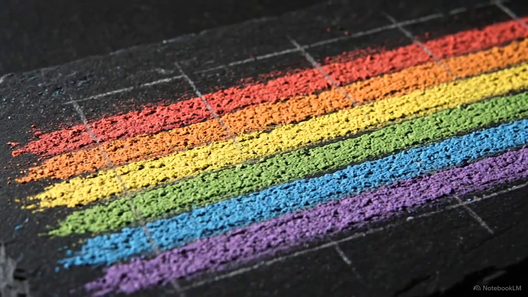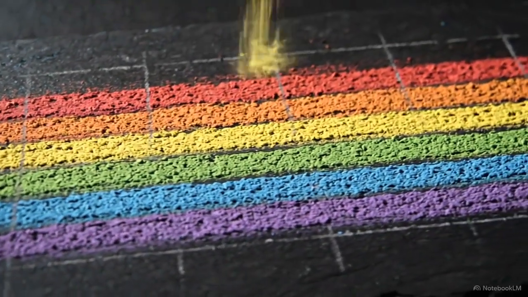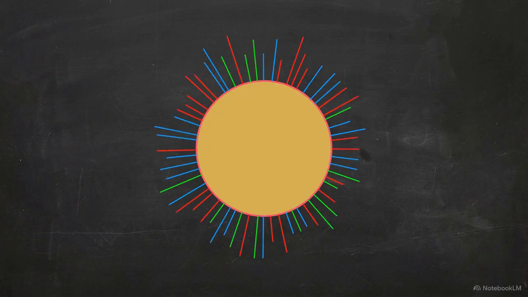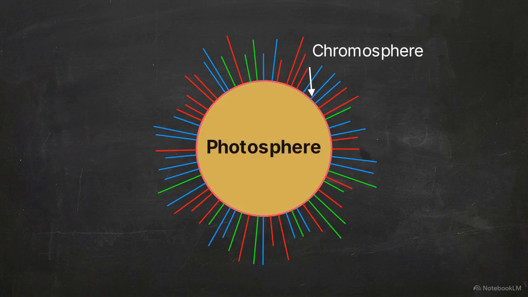The precise moment of second contact occurs the exact millisecond the continuous spectrum of the photosphere completely vanishes from the sensor. What remains for a few fleeting frames is the flash spectrum. The flash spectrum consists of discrete emission lines produced by the solar chromosphere, the thin layer of the sun's atmosphere situated just above the photosphere.